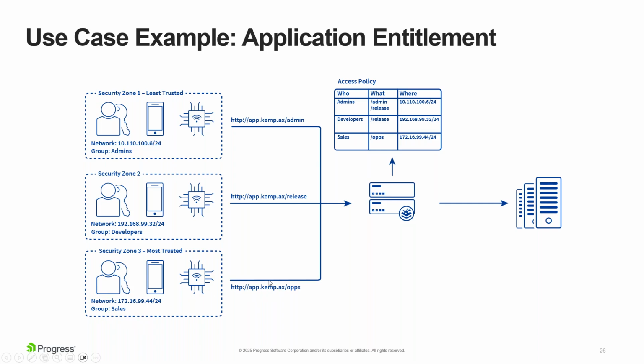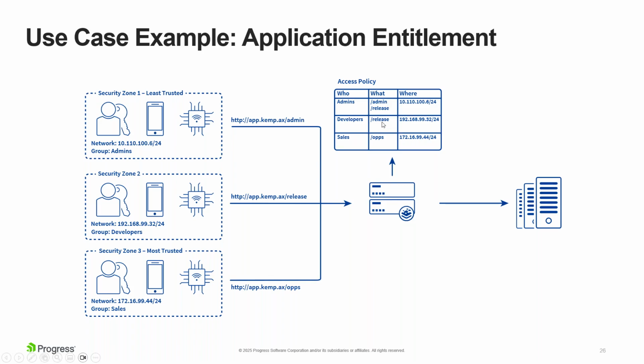But they all go to Kemp, here in this case, to my application app.kemp.ax. Now, they go to certain different directories, but they all go to the same virtual service in the first place. And now we can enforce an access policy that says, yeah, if you're admin from a certain range, you're allowed, or here's a single range, a single computer, here you're allowed to go to those 2 URIs.